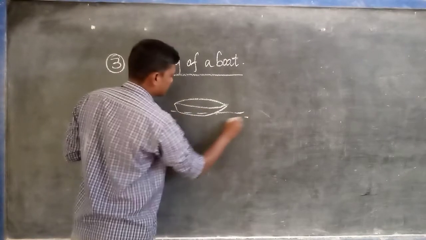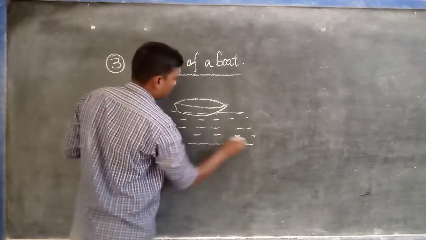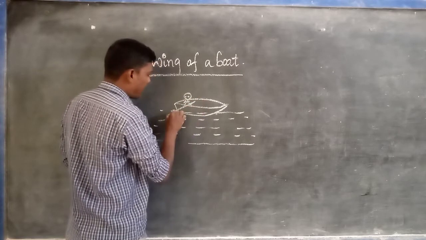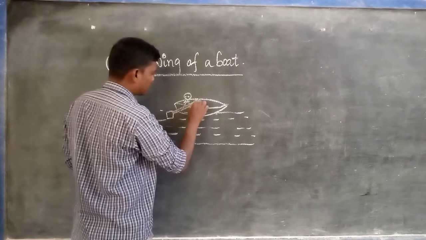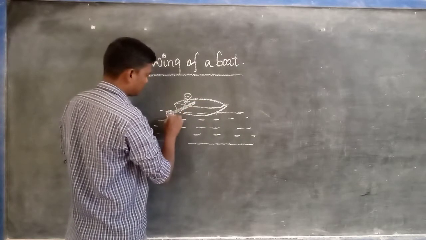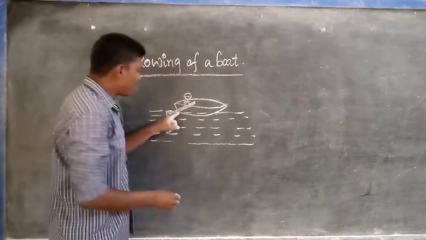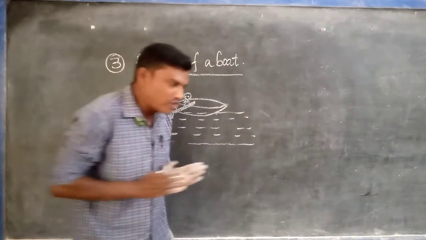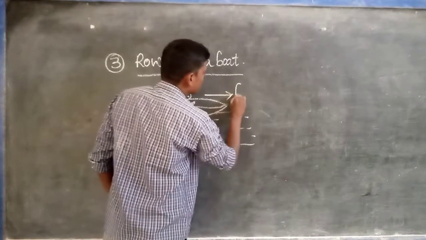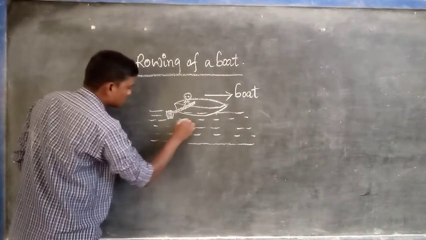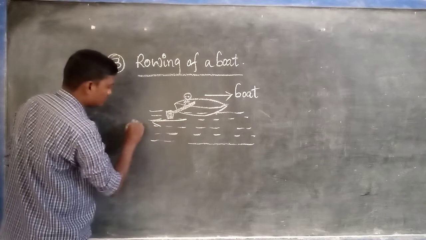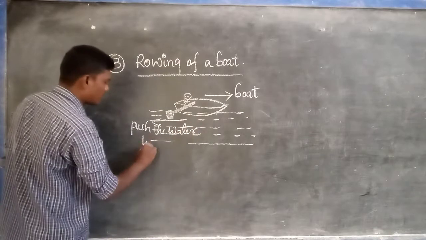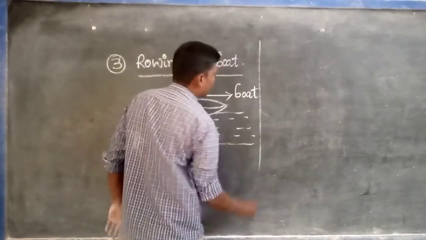Like this one, we can say that. Here a person is sitting, a boatman. In his hand, what is there? One spade-like pole is there. So with the help of this pole, he pushes the water to the back. When he pushes the water to the back, then the boat moves in which direction? Forward. Boat pushes the water to the back. So listen very carefully here.